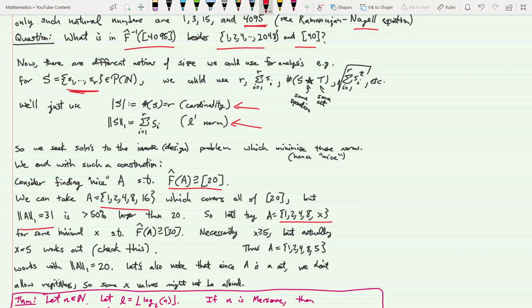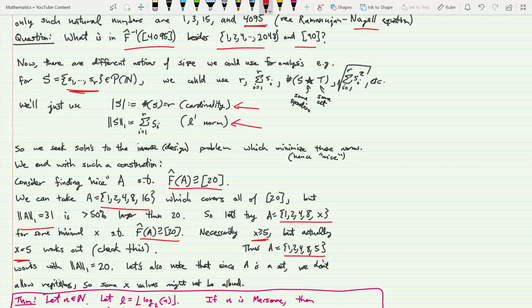Let's just try something kind of forcing. So we'll scrap the 16. We'll leave 1, 2, 4, and 8 because that is sort of efficiently covering 1 through 16. But we'll add on the x here for some minimal x that still covers, so that the image still covers 1 through 20. Of course, 1 plus 2 plus 4 plus 8 is 15, so x has to be at least 5. But actually x equals 5, of course, works. So that's all we need to do.